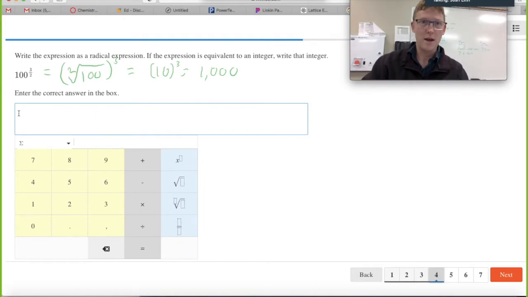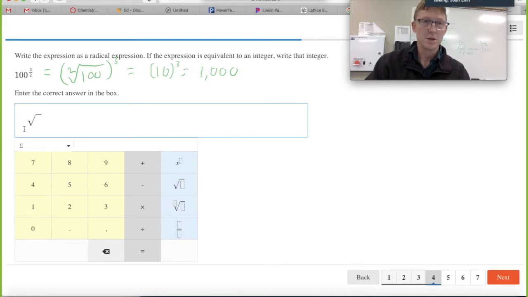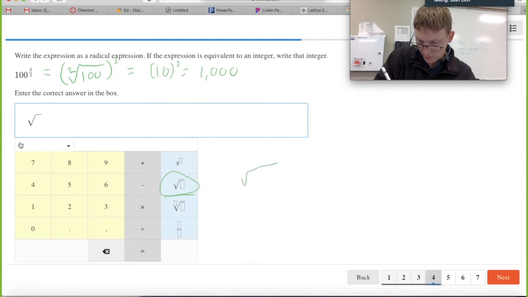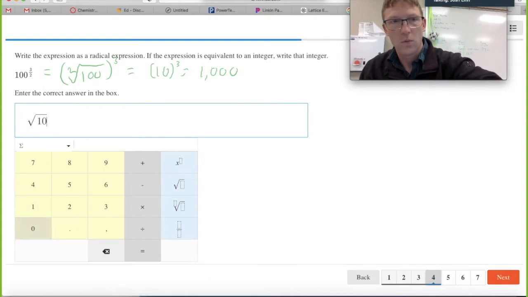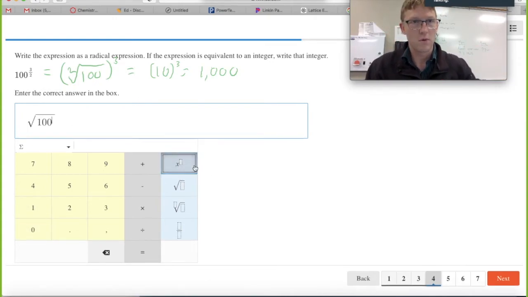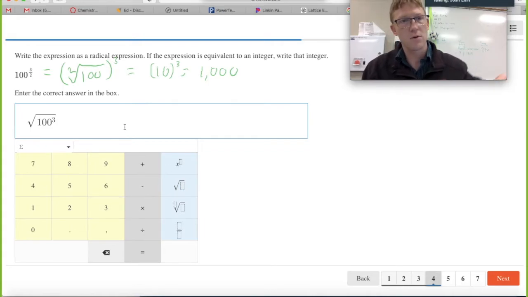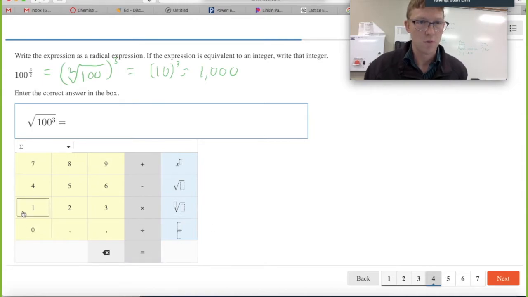So they want us to write it as a radical expression. We can use that one because, so again, this is the same as square root. So that's just some common math nomenclature. So that represents square root. So the square root of 100, then we can raise that to the 3rd power equals 1,000.